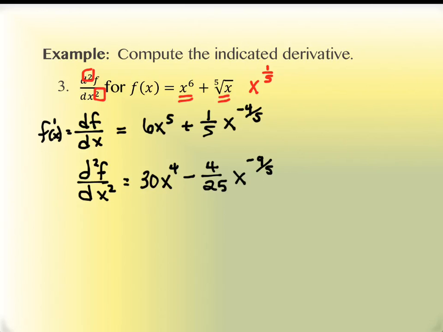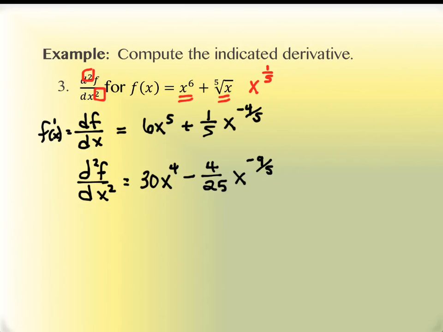Okay, so the -4/5 gets multiplied by the 1/5, which gives me -4/25, just multiplying fractions. And then my exponent, which was -4/5, I subtract 1, and I get -9/5. If you need a piece of scratch paper, or want to use your calculator to do the subtraction, I don't care how you do it, but you're going to do the subtraction and the multiplication with those fractions. Okay?